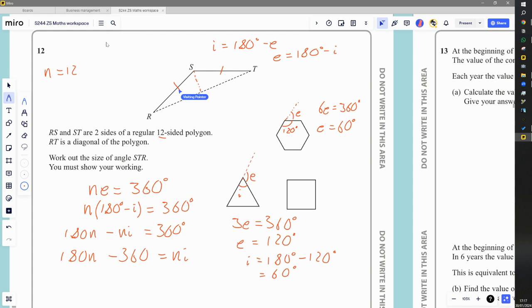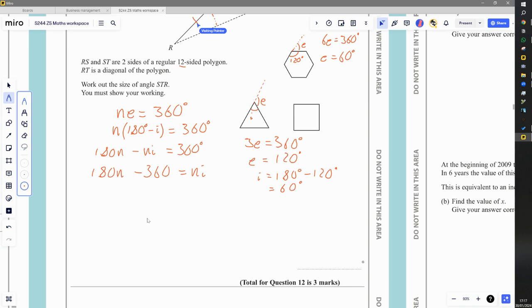Then let's flip it around and make I the subject on the left-hand side and divide by n. I have I is equal to 180n minus 360 all over n. And then maybe we can take a factor of 180 out just to make it look a little bit tidier. I'd want to do that in two steps to make it easier to follow. Take out a factor of 180, and I'll leave it all over n for the moment. This top bit's going to be n because I've taken out a factor of 180, and that's going to be 2 because 360 divided by 180 is 2.